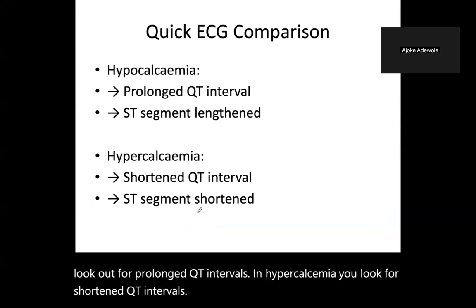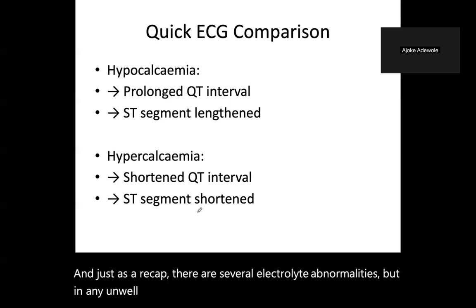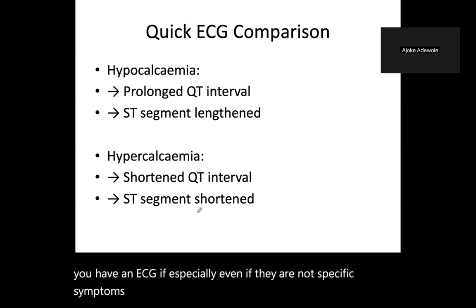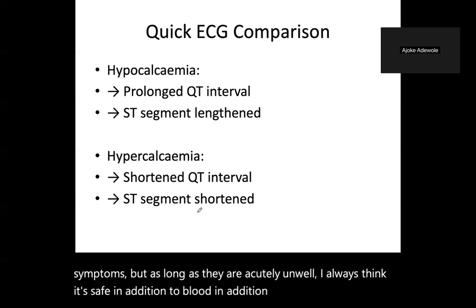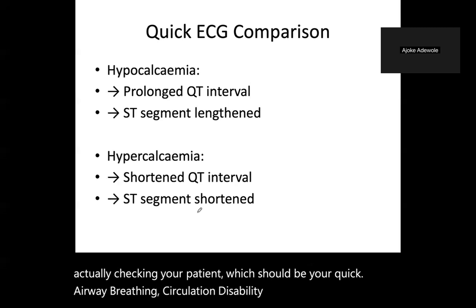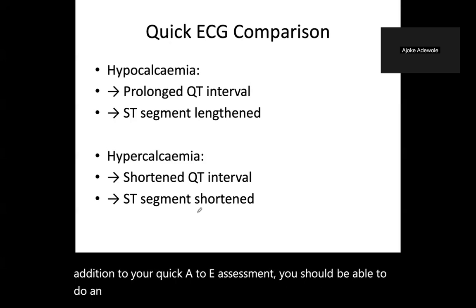And just as a recap, there are several electrolyte abnormalities, but in any unwell patient, you want to make sure that you have an ECG, even if they have non-specific symptoms, as long as they are acutely unwell. I always think it's safe, in addition to bloods, in addition to vitals, in addition to checking your patient with your quick airway, breathing, circulation, disability, exposure assessment, you should be able to do an ECG as well.